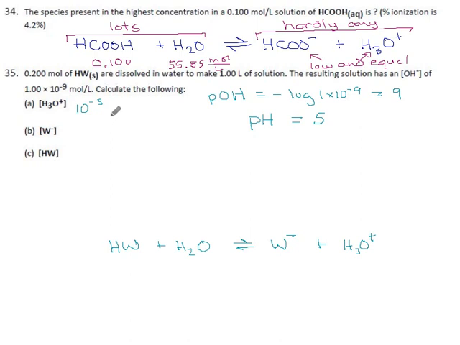Okay, so the original concentration of this was 0.2. They tell us that. It's up here. The amount of H3O we're getting is 10 to the minus 5, which is like 0.00001. This should be the same amount because these are produced simultaneously. Every time you make an H3O, you make a W at the same time, so their concentrations should pretty much match. So we got the H3O. How much W is there? It should be 10 to the minus 5 also, because those numbers are the same.